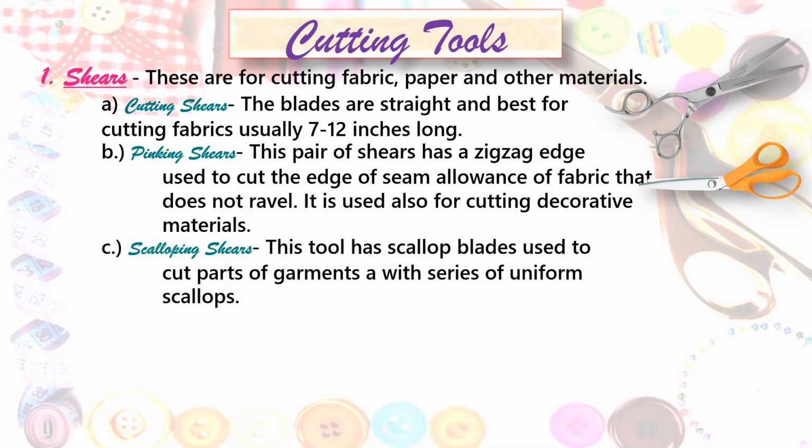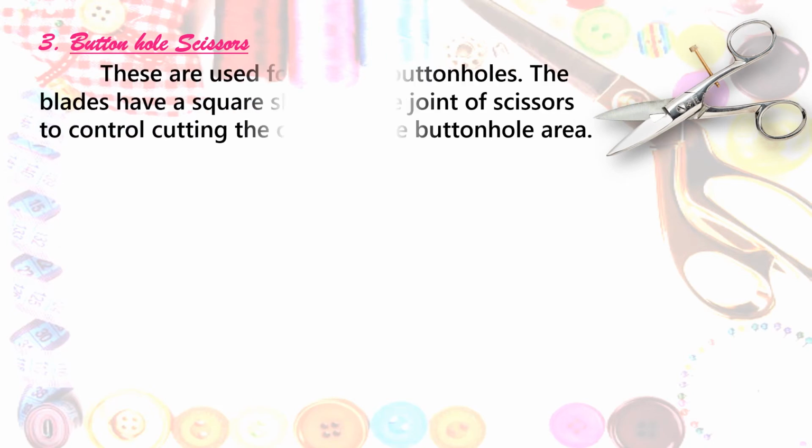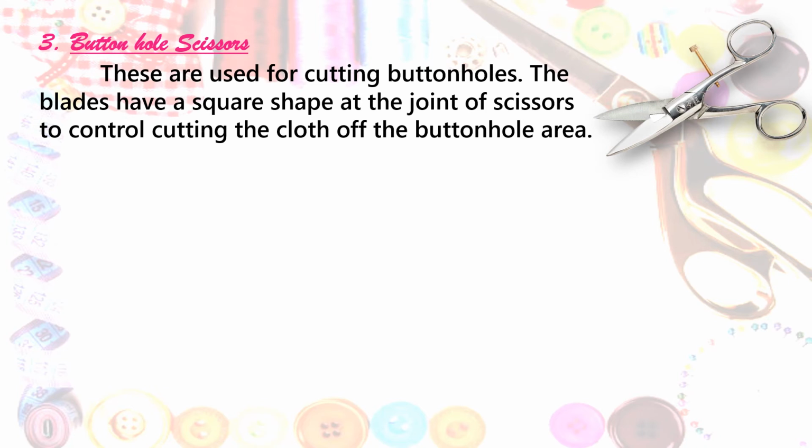Letter C, scalloping shears. This tool has scallop blades used to cut parts of garments with a series of uniform scallops. Then number 2, we have the scissors. These are used for cutting hanging threads, excess fabrics of a seam, trimming hair, and other purposes. It may be made of plastic with metal or all metal. Number 3, we also have the buttonhole scissors. These are used for cutting buttonholes. The blades have a square shape at the joint of the scissors to control cutting the cloth of the buttonhole area.